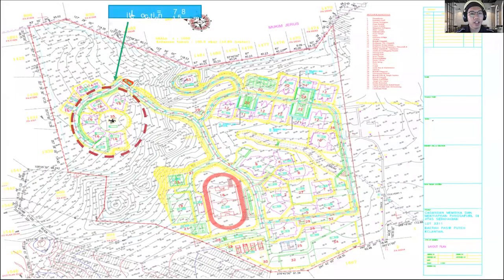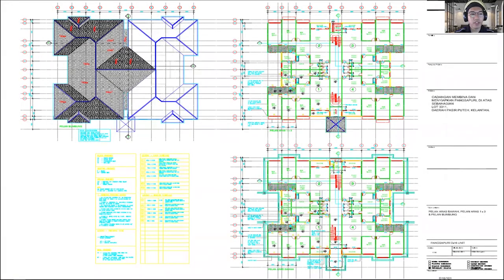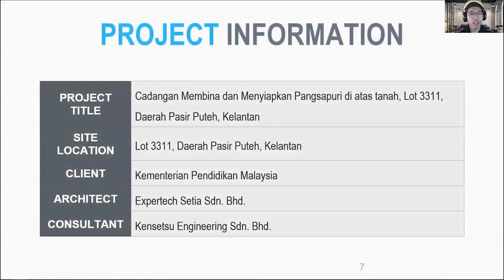This is the layout plan of the site, which is in the circle 1, which is the matriculation college of Pasir Putih, Kelantan, that covers 15,700 meters square. Next is the roof, ground, and first to third level plan. And lastly, the plan for the front, side, and construction view. All of the drawings I showed just now were prepared by the architect Setia Sendirian Berhad.